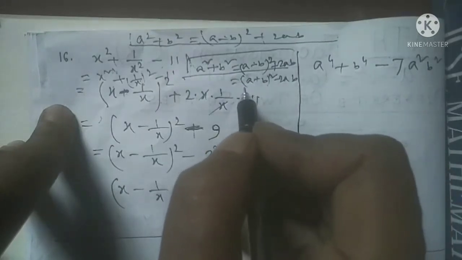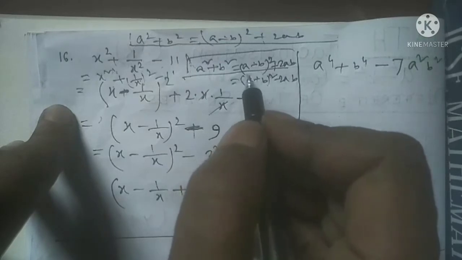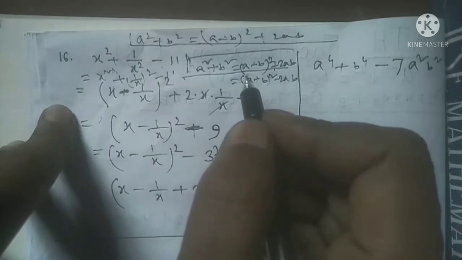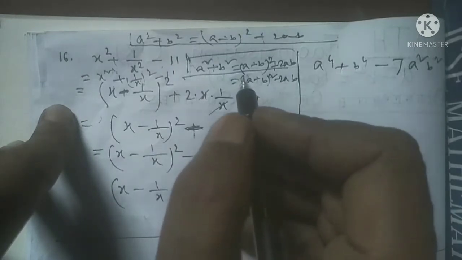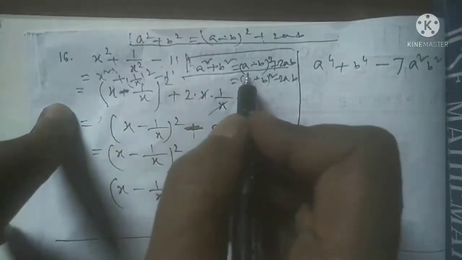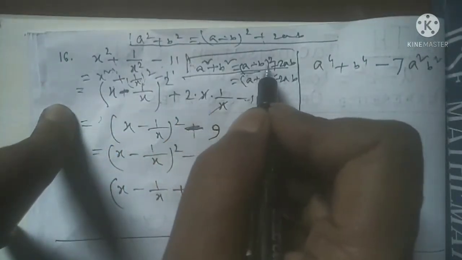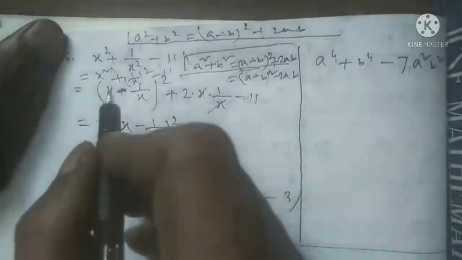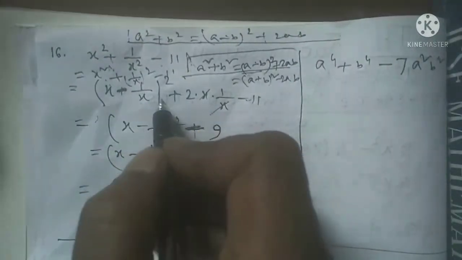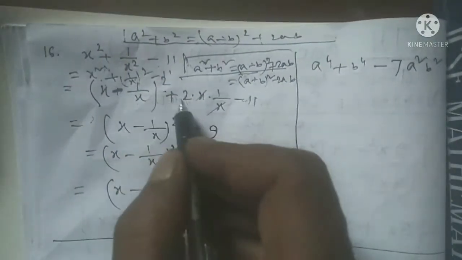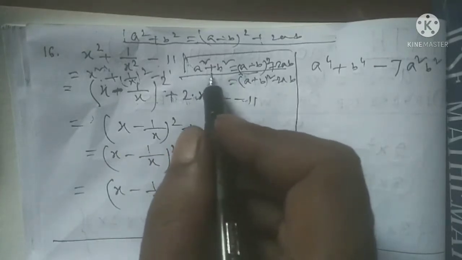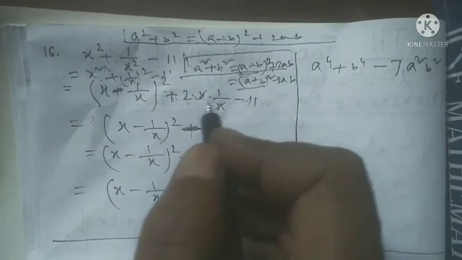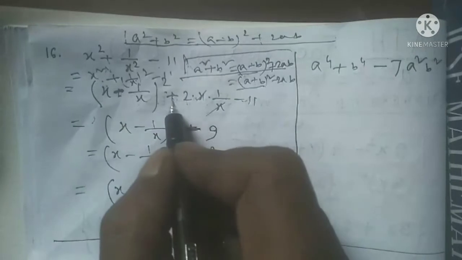Both formulas are right, but in which situation you have to apply which formula, you have to choose. You have to remember in which situation to use which. We are using this formula, a square plus b square equal to a minus b whole square plus 2ab. So if you apply this formula, that means x minus 1 by x whole square plus 2 into x. If you do not apply this formula, and apply the other one, then here will be plus and here will be minus.